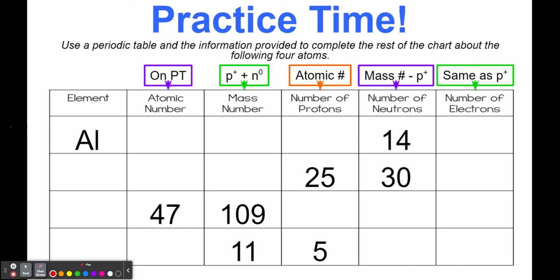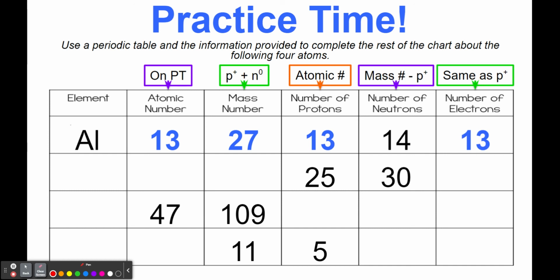All right, so if I look up aluminum on the periodic table, I find out that its atomic number is 13, which means it has how many protons? 13, same, okay? Now, they already gave us the number of neutrons. So to get the mass number, we just add the protons and the neutrons, 13 plus 14, boom, mass number of 27, okay? Then we have a neutral atom, so our number of electrons needs to balance out the number of protons, so it's going to be the same, boom, 13. All right, there we got all our info on that one.